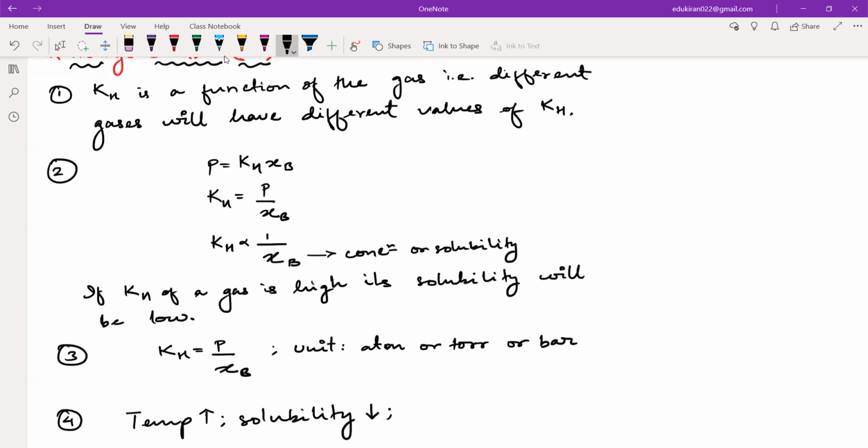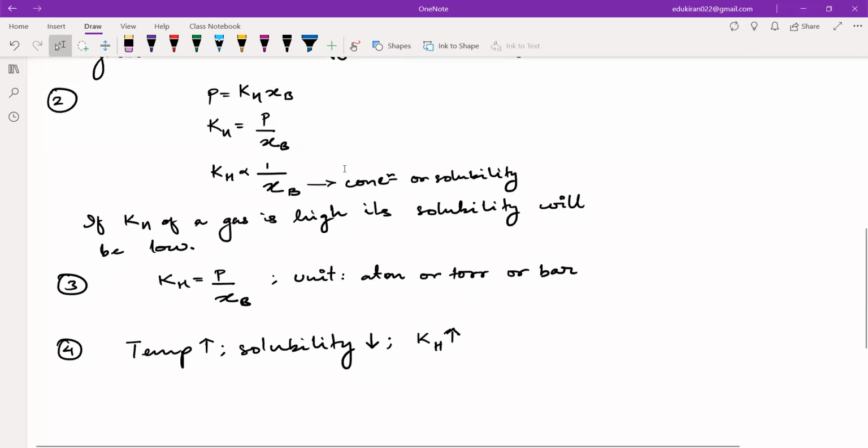Okay, now what can I say about KH? KH is inversely proportional to the solubility. That means if solubility is decreasing, KH will increase, right? So you can see that temperature and KH are directly related. We can say that on increasing the temperature, the KH also increases. So KH is directly proportional to the temperature.